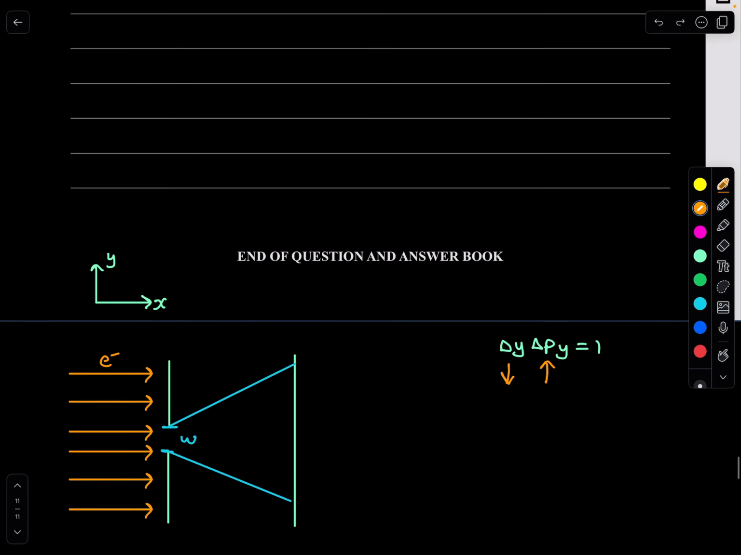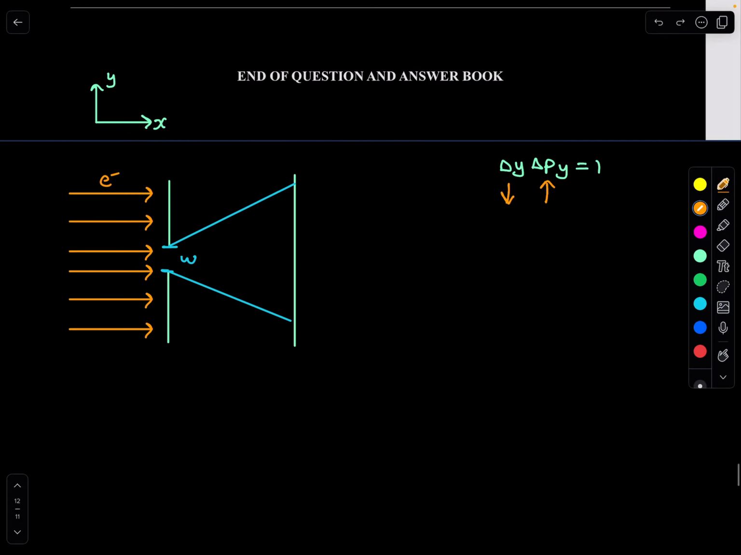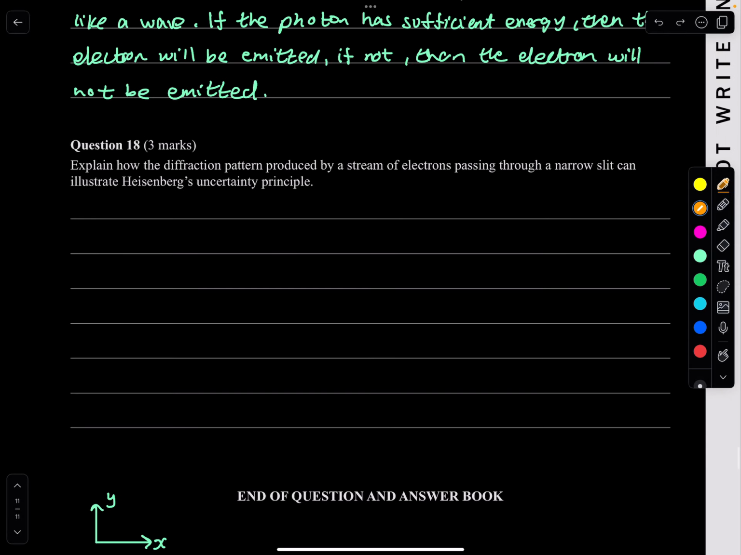It's not in the study design anymore, so you don't have to worry about it. But because we've decreased the uncertainty in that y direction, there must be an increase in the momentum in that y direction. So that's why they hit kind of anywhere, and over time there will be a diffraction pattern. Let's summarize that in a nice answer.